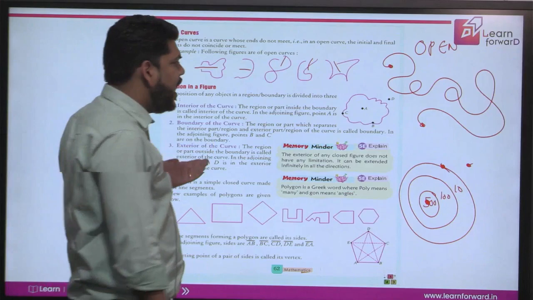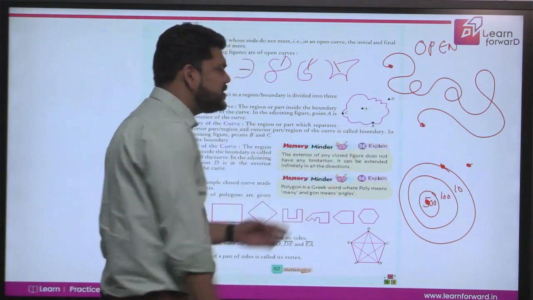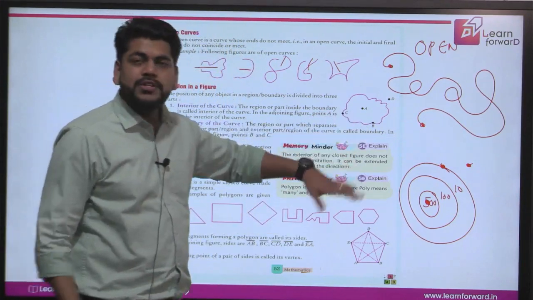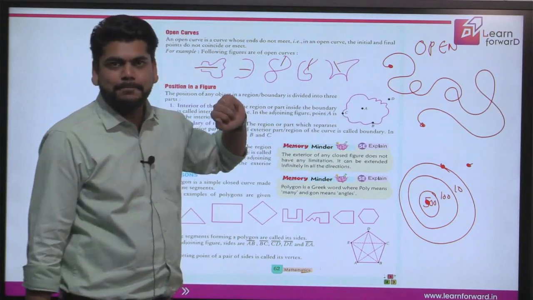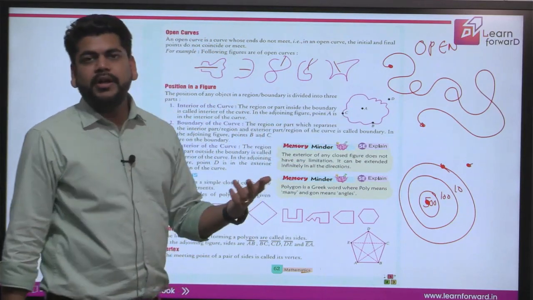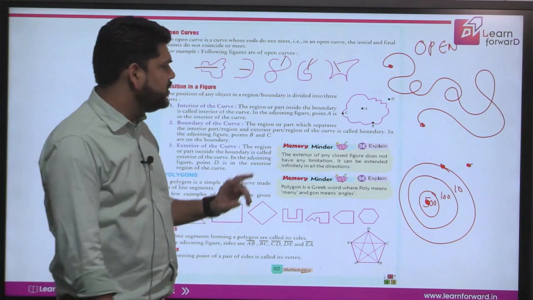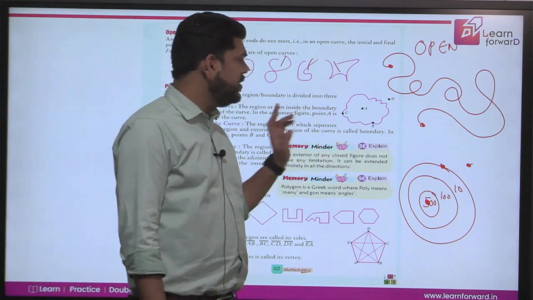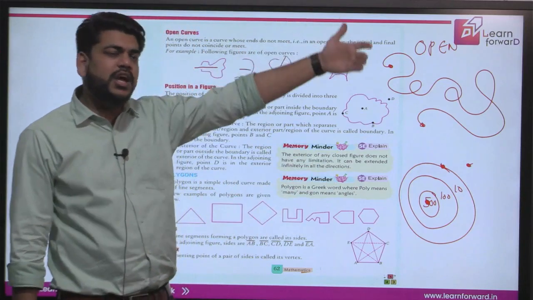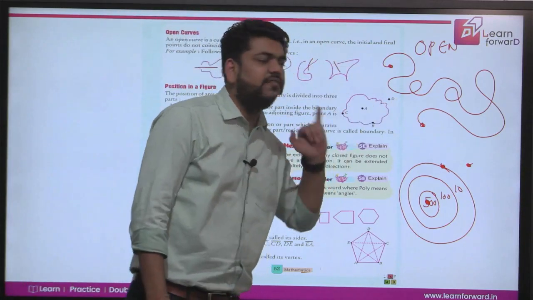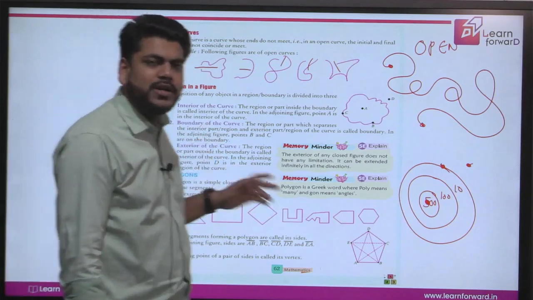Fine. Any point which is inside, as you can see in this image, name a point which is inside the curve. Point A, right? Name the point which is on the boundary. Then there are 2 points, B and C. Name a point which is exterior of the curve, which is outside the curve, is point D. So this is quite simple, right?